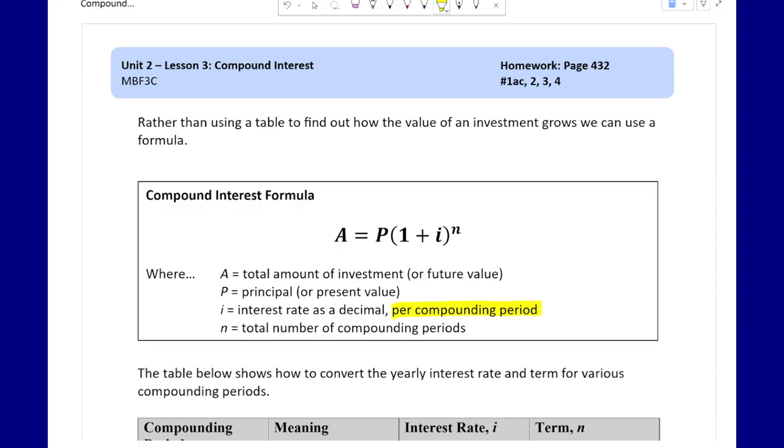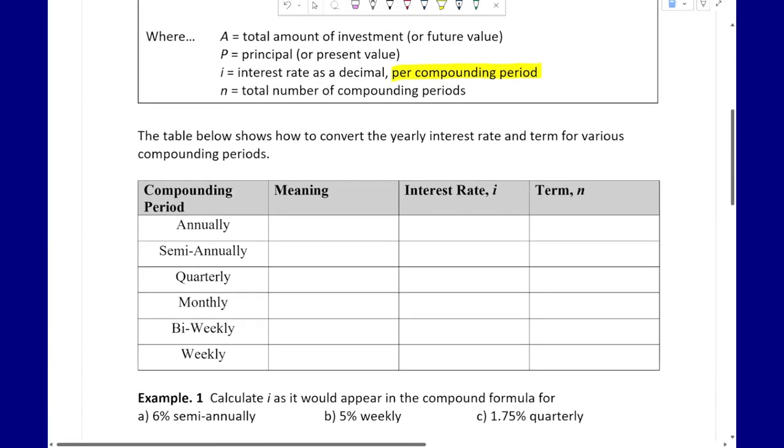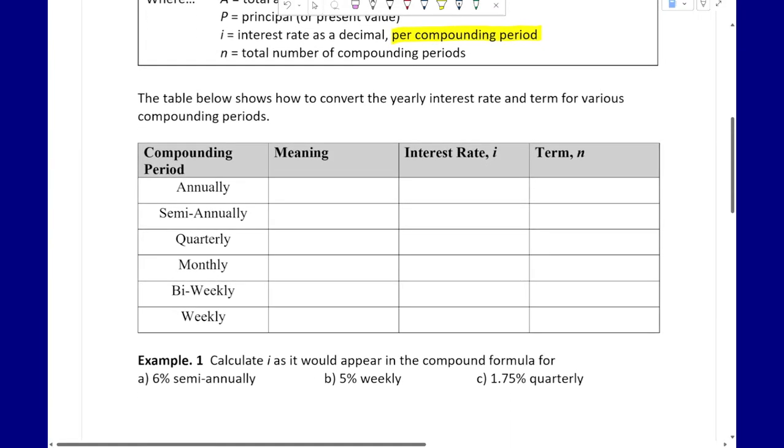All right, so we have two different things here in this formula. Aside from it being a different formula, we do have two small things that make it a little bit different. When we're dealing with compound interest, we need to start dealing with some different terminology because it affects what we're doing. In our compound interest questions, we might be told some of these terms: annually, semi-annually, quarterly, monthly, bi-weekly, weekly, and these are compounding periods.